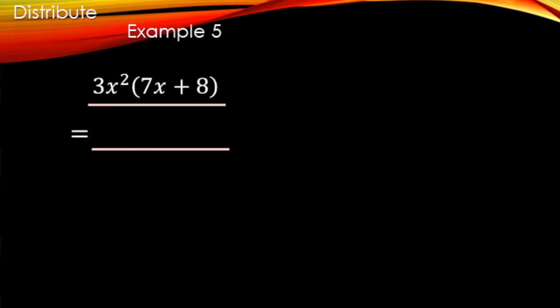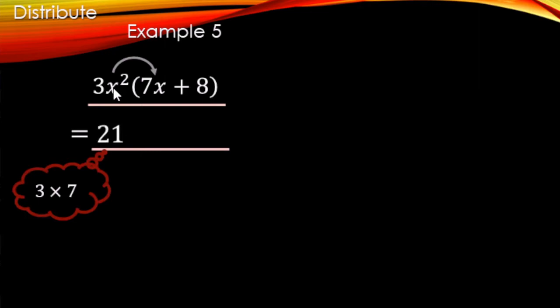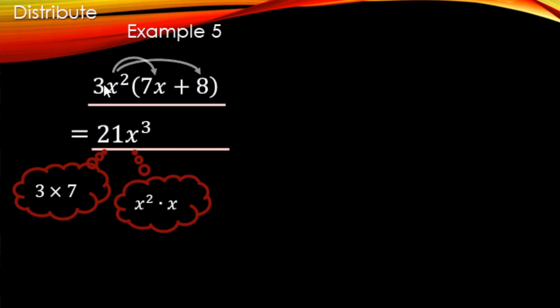Another example here, 3x squared times 7x plus 8. In our brains, we'll split this up into 2 smaller questions. We'll do the regular numbers first. 3 times 7, 21. And now we're going to have x squared times x. So we have 2 x's being multiplied times another x for a total of 3 x's being multiplied, or x cubed. Then we have 3x squared times 8. Again, numbers first. 3 times 8 is 24. And then we still have the x squared there.